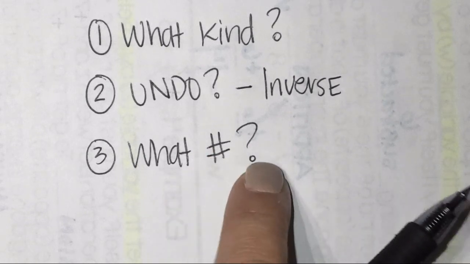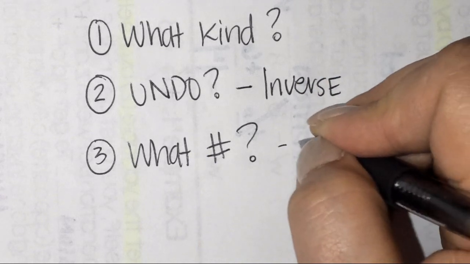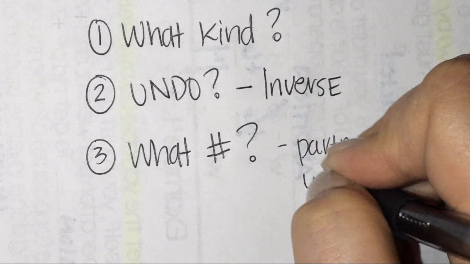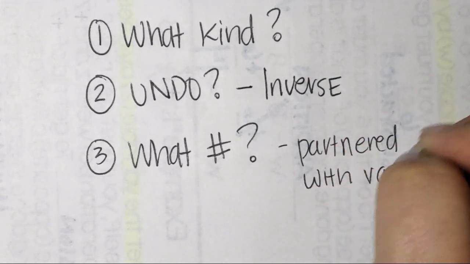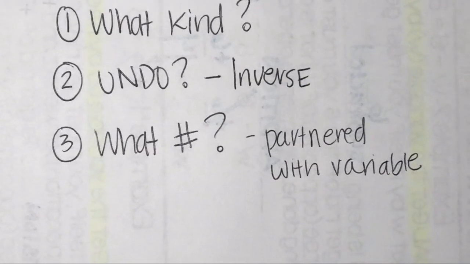Now, when we're talking about what number, this is always going to be the one that is partnered with your variable. It will always be on the same side of the equal sign with your variable. That's the one you want to get rid of. But guys, if you ask yourself these questions each time, it should walk you through each equation.